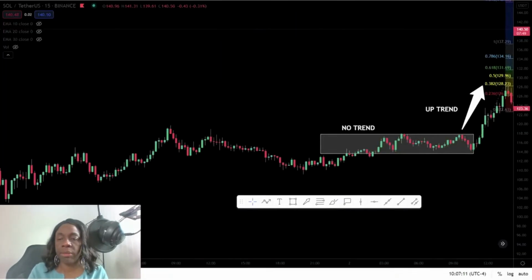Can you see the rectangle right there? There is no trend. It's clear that price action is oscillating. It goes up a little bit, it comes down a little bit. You can see it very clearly within this rectangular box. So let's move on.